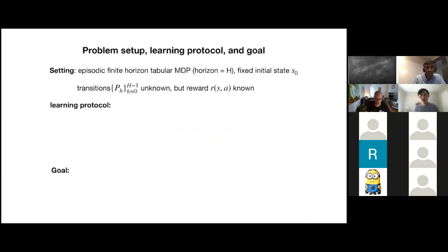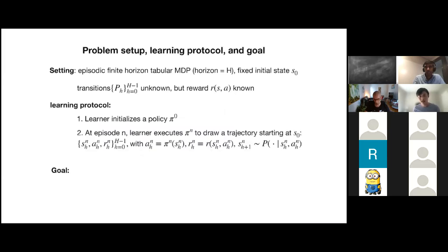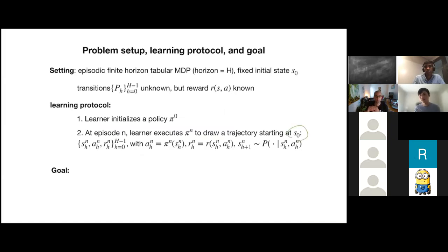Okay, so the learning setting is actually pretty straightforward. This is the episodic iterative setting. At iteration n, we're going to initialize the policy pi, right? And then we're going to execute that policy pi in the unknown MDP to collect a trajectory. So we're just starting from this fixed state S0. So from now on, we're going to simplify the setting a little bit. We're just going to assume the initial state S0 is always fixed, right? So we execute this policy in the Markov decision process, and we get a trajectory.